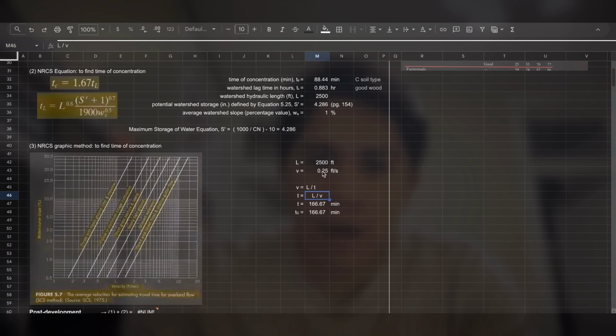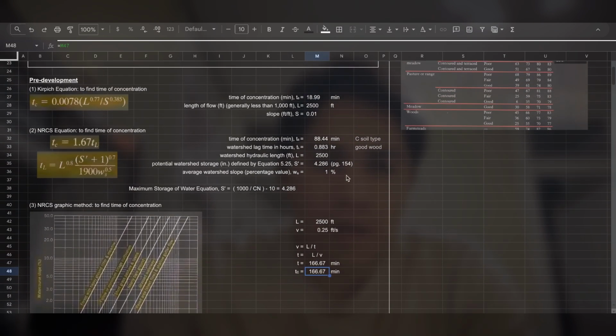And having the length and the velocity, we can solve for the time. To solve for the time, we do length over velocity, and then we divide it by 60 to convert it from seconds to minutes. And this time represents the time of concentration. So you should be getting about 166 or 167 minutes.